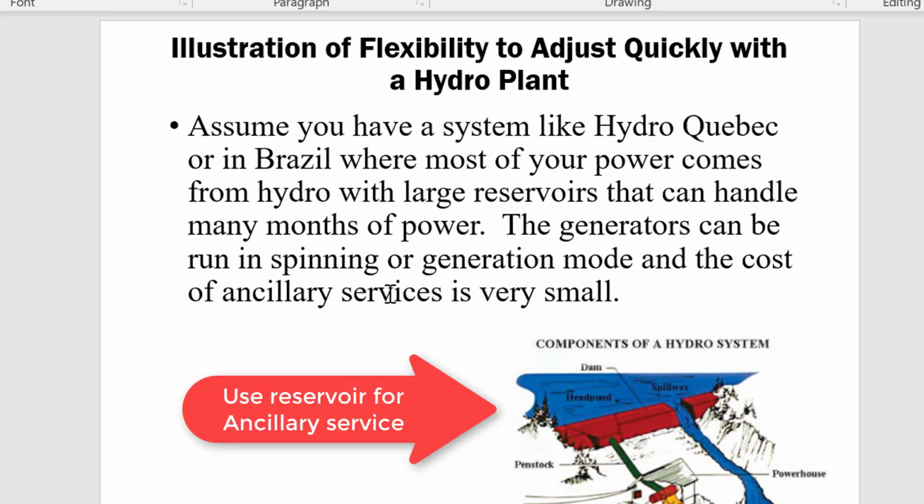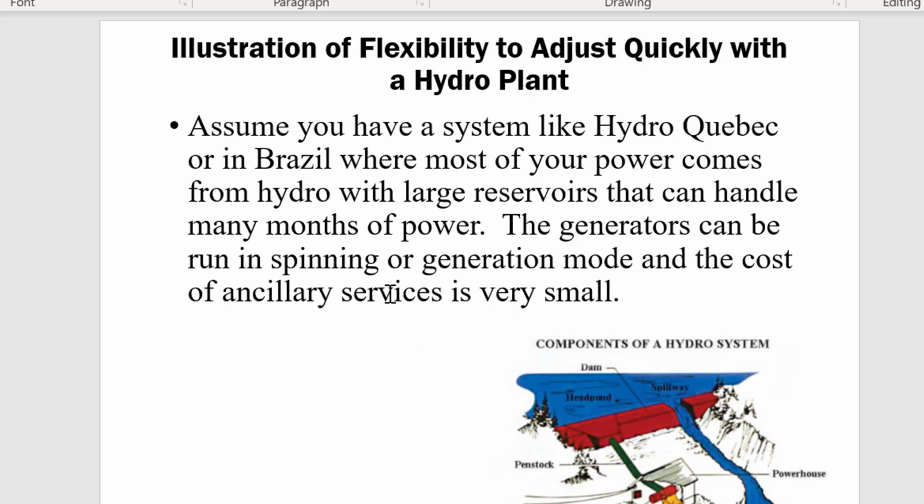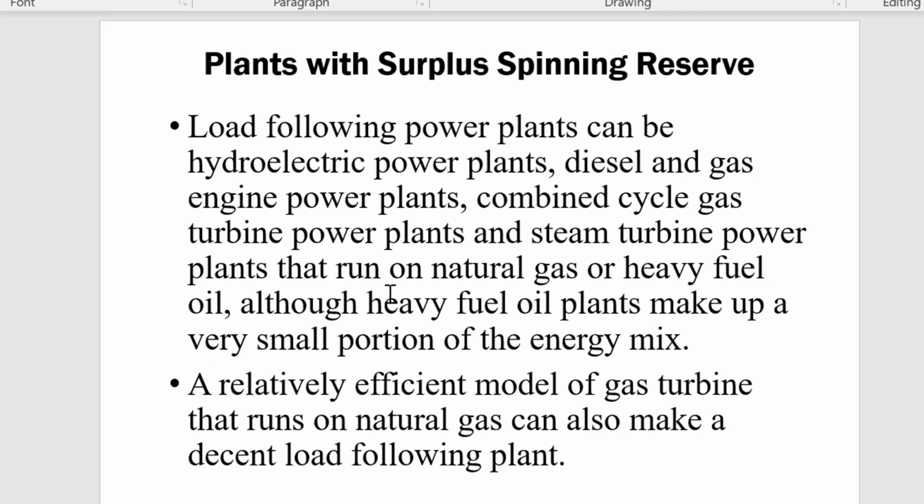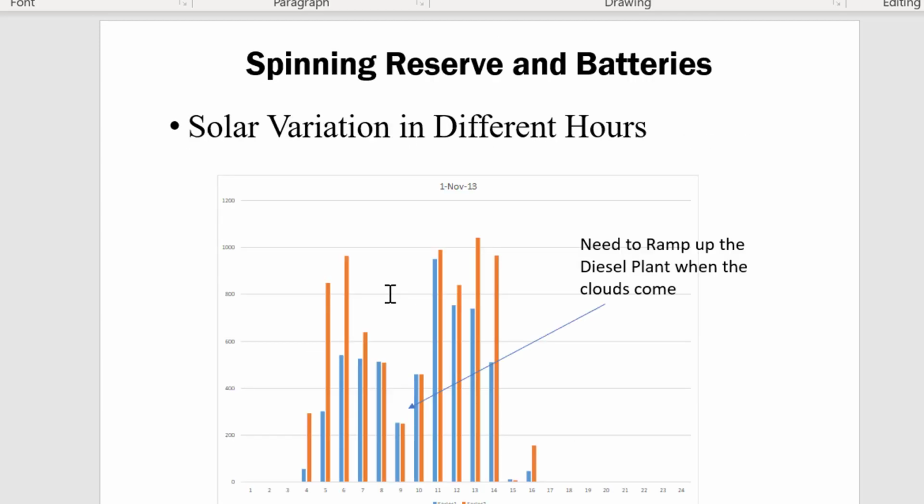If you've got a hydro with a reservoir that you can operate in spinning mode, that means the generator is spinning around. It's operating kind of as a motor, not as a generator. Then you can just switch it around, and then the cost of ancillary services is nothing. But here's the problem. Here are loads. This is South Korea loads, I think. They go up and down all the time, and then we have to figure out what the cost of the balancing is.